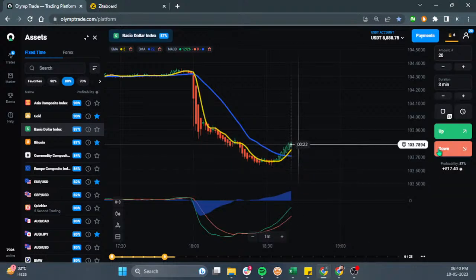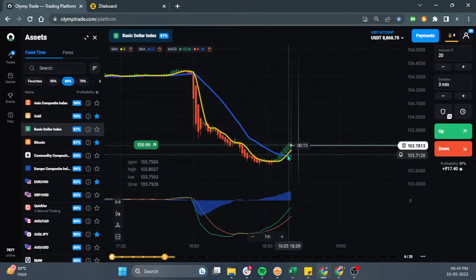Like this one is here. I can open a trade. Let's see how this one goes. As of now, the crossing has just happened. And if you see, the SMA 5 is going in an upward direction and the cloud is supporting that at the moment. So it means I can open an upward direction trade here. Let's see how the trade ends in the next 3 minutes.